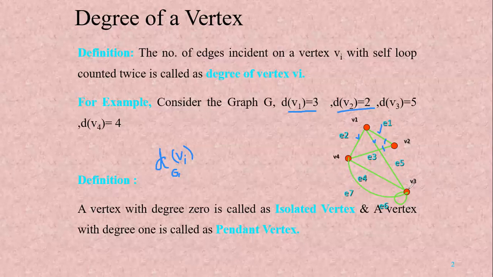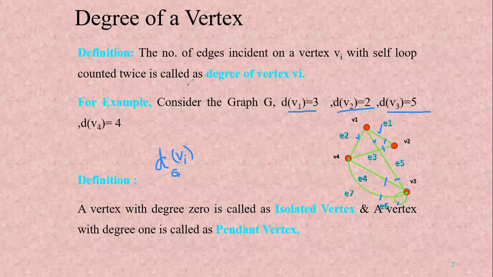One more thing: suppose the vertex contains a self-loop, then we count 2. For example, how can we find the degree of V3? How many edges are incident with the vertex V3? The first one is E5, the second one is E4 and the third one is E7. Totally 3, and also one self loop appears, that is E6. This E6 counts as 2. Therefore, 1, 2, 3 plus 2 means totally 5. So the degree of vertex V3 is 5. Simply, every self loop is equal to degree 2. This is called the degree of a vertex.